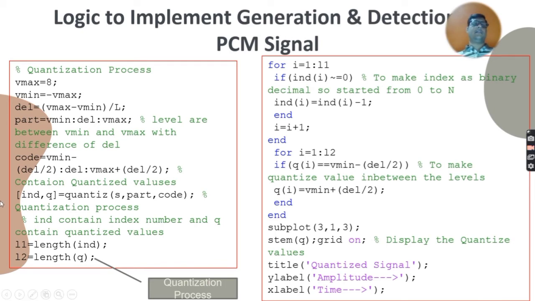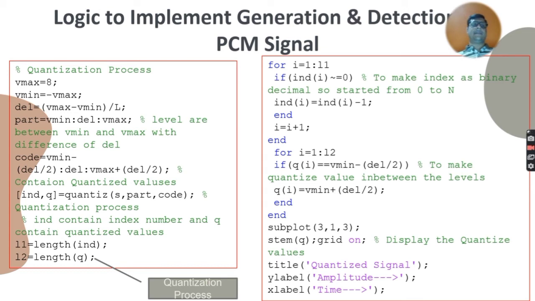So first, on the left-hand side, you can see Vmax is equal to 8. Then Vmin is equal to minus Vmax. Then del is equal to (Vmax minus Vmin) divided by L. That is the given formula for the step size. Then part is equal to Vmin:del:Vmax, which gives the levels between Vmax and Vmin, showing how many times it will vary.